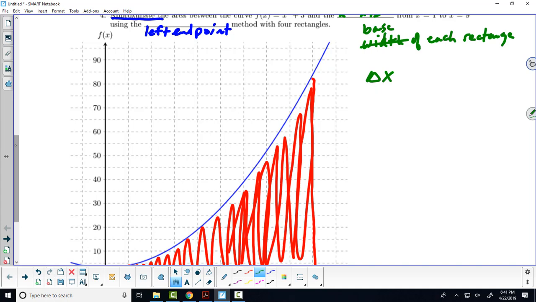And delta x is equal to b minus a over n, where b is the rightmost endpoint, a is the leftmost endpoint, and n is the number of rectangles. So in this problem, what was the rightmost endpoint? 9 minus the leftmost endpoint, which is 1, all divided by the number of rectangles we wanted, which is 4. So this gives us 8 divided by 4, which is 2. So the width of each one of these is going to be 2.